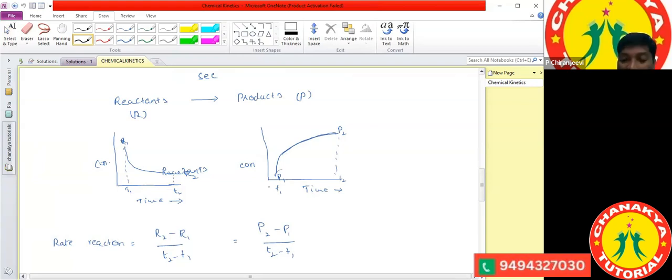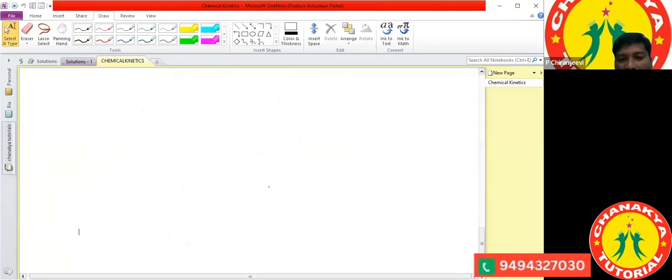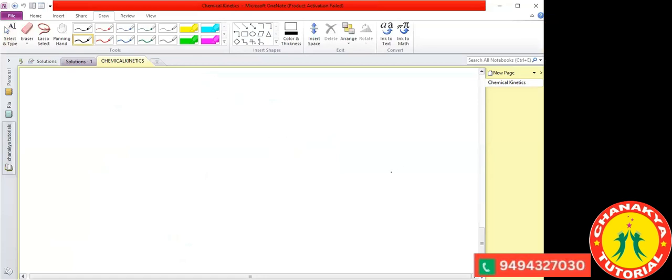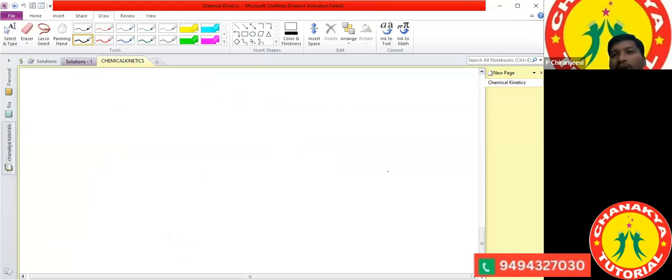What are the units of the rate of reaction? Mole liter inverse second inverse. Very good. Mole liter inverse and second inverse are the units of the rate of reaction.